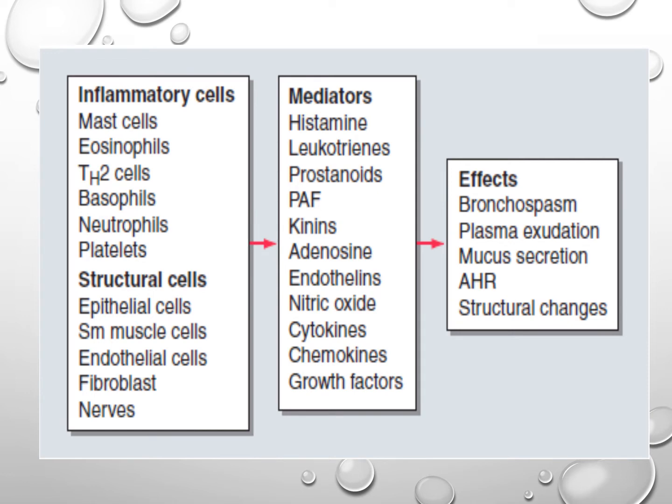You see here inflammatory cells like mast cells, eosinophils, Th2 cells, basophils, neutrophils, platelets. Structural cells are epithelial cells, smooth muscle cells, endothelial cells, fibroblasts, nerves. The mediators are histamine, leukotrienes, prostanoids, PAF, kinins, adenosine, endothelin, nitric oxide, cytokines, chemokines, growth factors. And they have effects like bronchospasm, plasma exudation, mucus secretion, and airway hyperresponsiveness, structural changes.